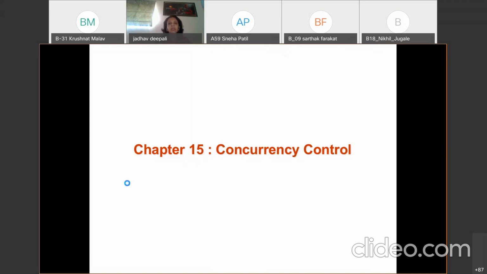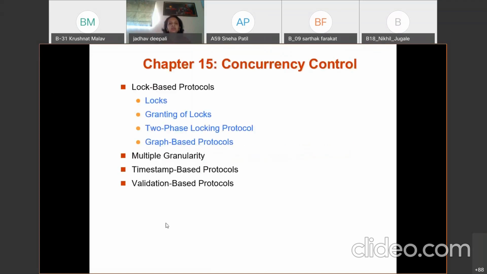In concurrency control, we are going to see some of the protocols that are used to obtain this concurrency or to control the concurrency. These are the schemes provided by concurrency control: log-based protocol, in which we are going to see the locks, granting of locks, two-phase protocol, then multiple granularity, timestamp-based protocol, and validation-based protocol.